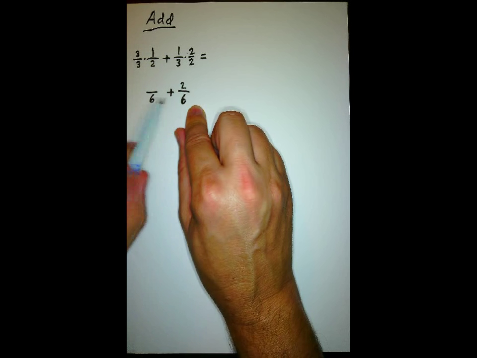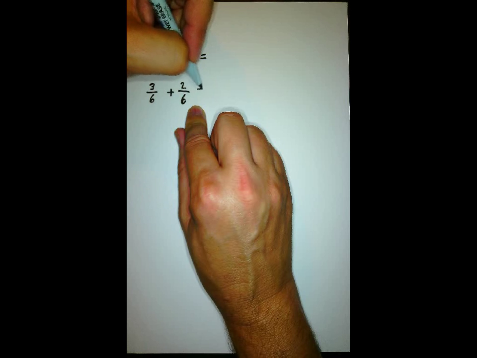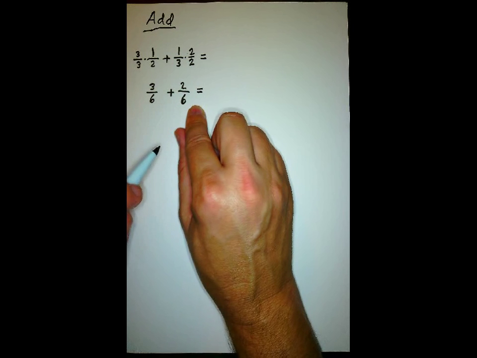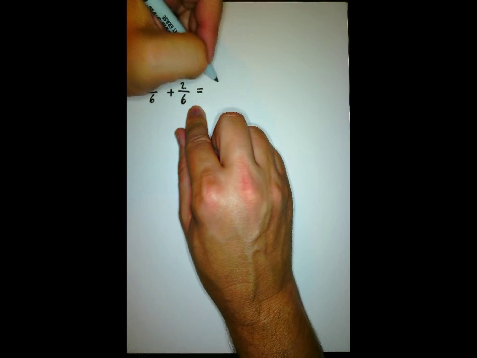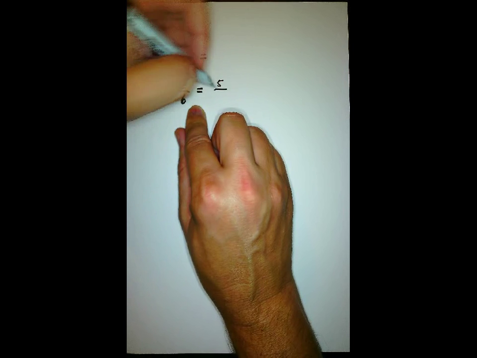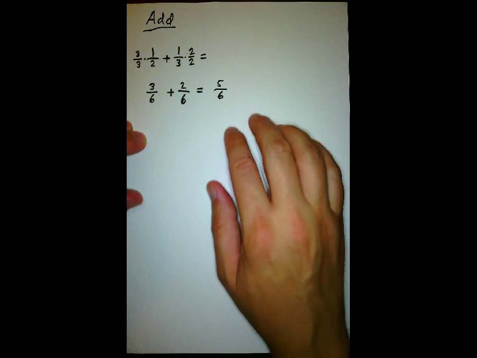Now, as we said, our denominators are the same. That makes everybody happy, right? 3 times 1 is 3. Alright. Now we have our common denominator. In other words, they're the same number. So we're ready to add. So 3 plus 2 is 5. And then we just keep the 6. And that's how you add fractions.